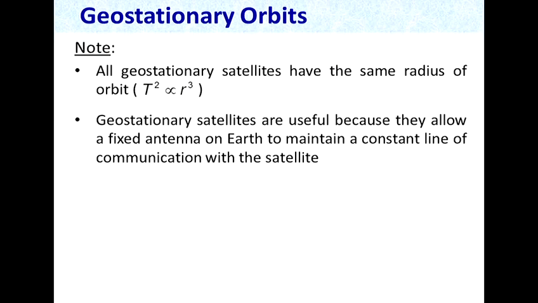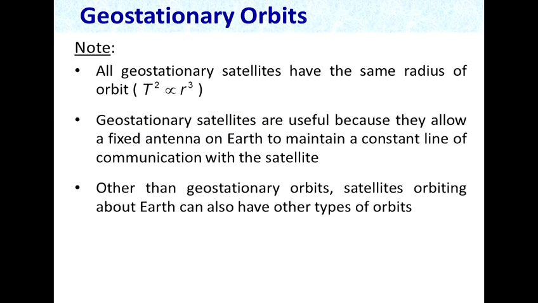They are useful because they allow a fixed antenna on Earth to maintain a constant line of communication with the satellite, because it's always directly within your line of sight. But this is not the only orbit that satellites can take. We also have non-geostationary, or what we call asynchronous satellites, taking on other types of orbits.